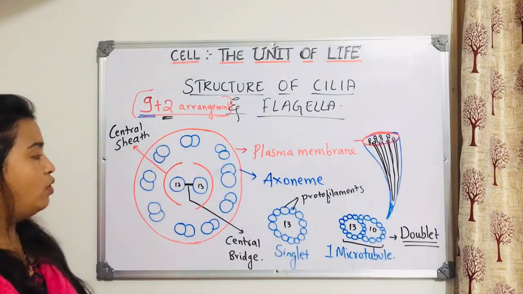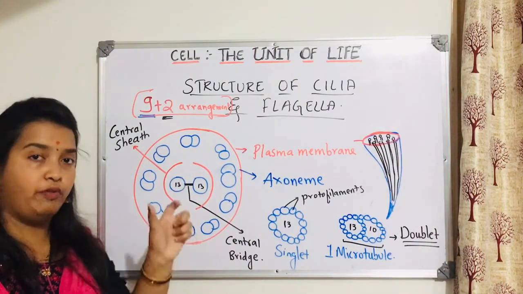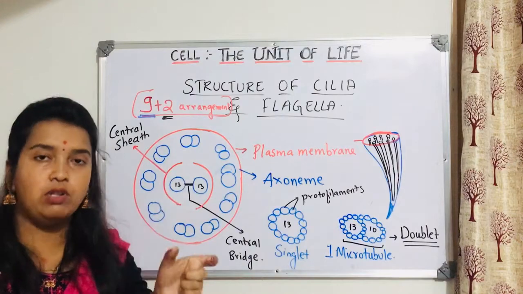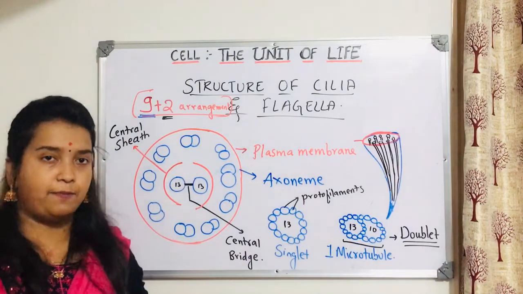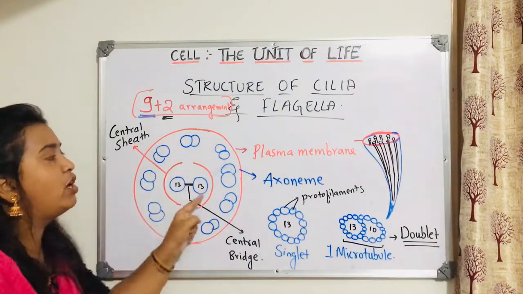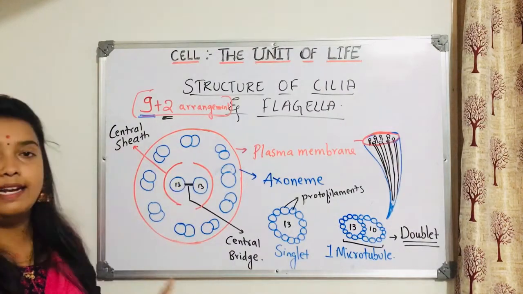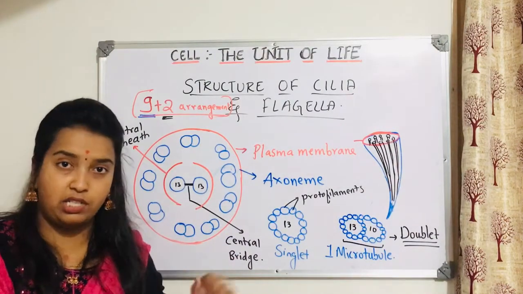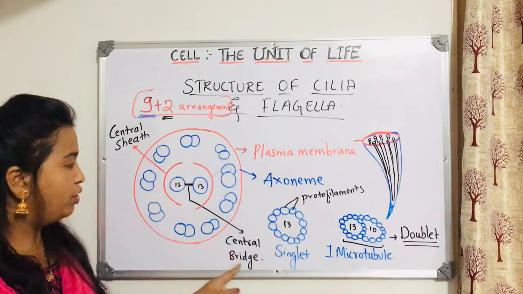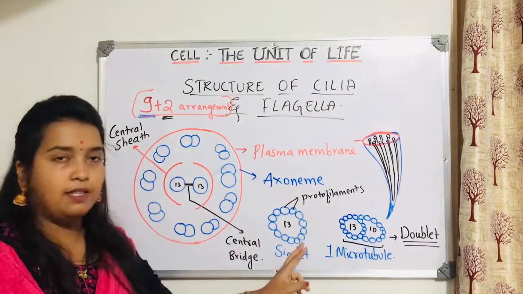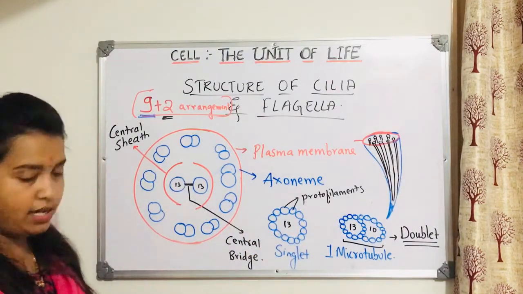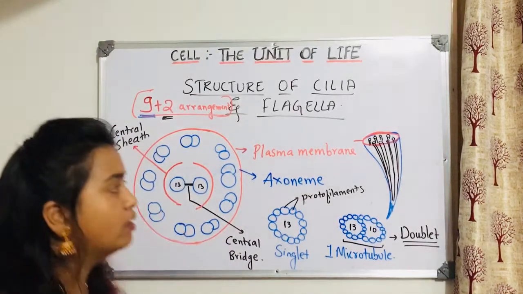So this is called the central bridge, which connects 2 microtubules at the center, singlets. And the sheath which covers it is called the central sheath. I hope this much is clear. 1, 2, 3, 4. Shall I rub these things so that you can understand more clearly? Take down this much.